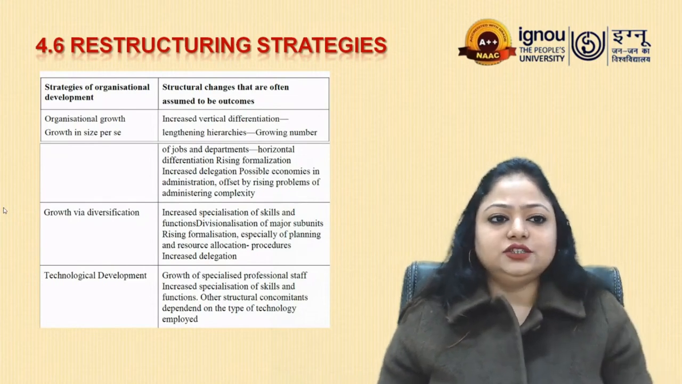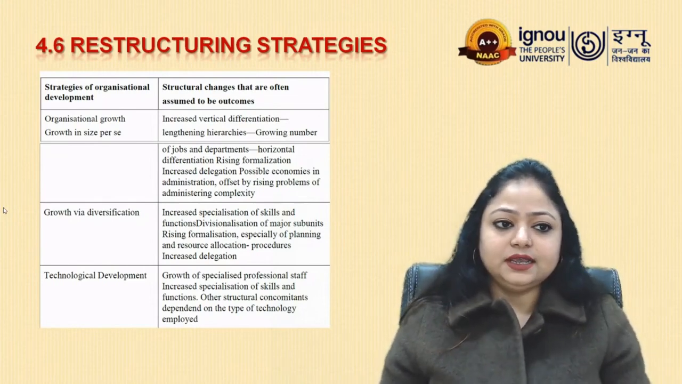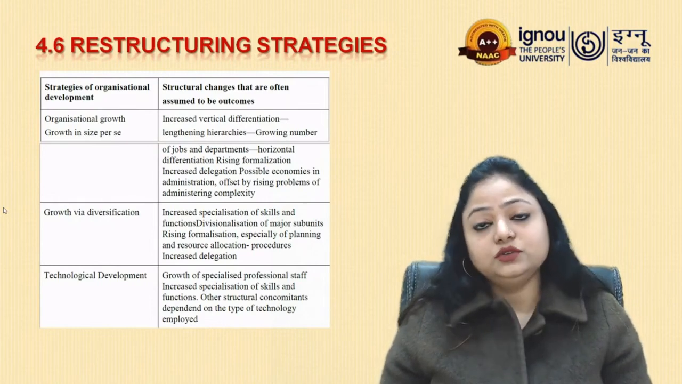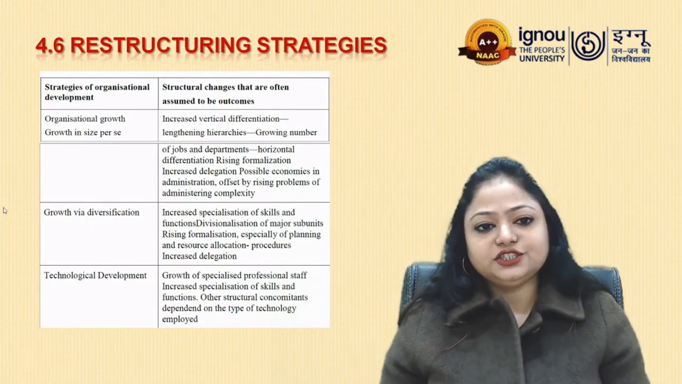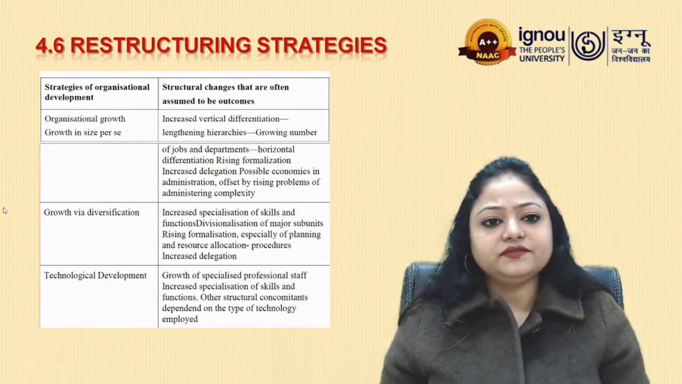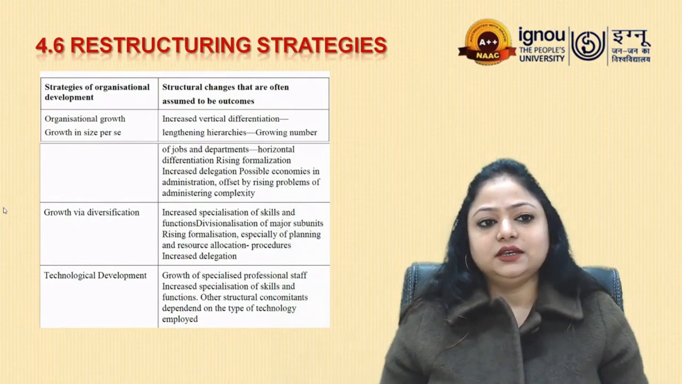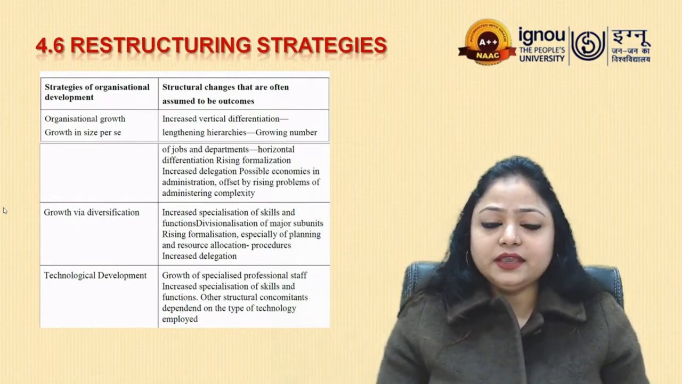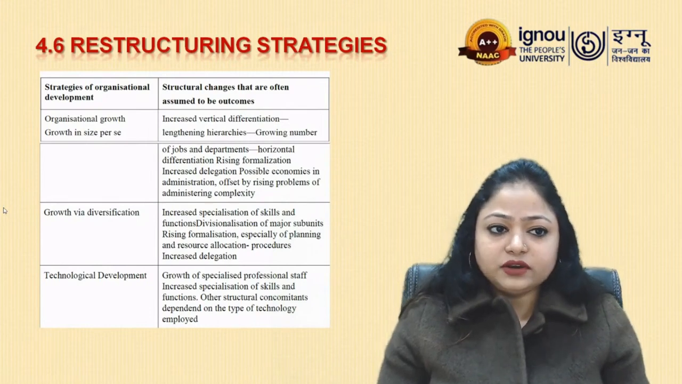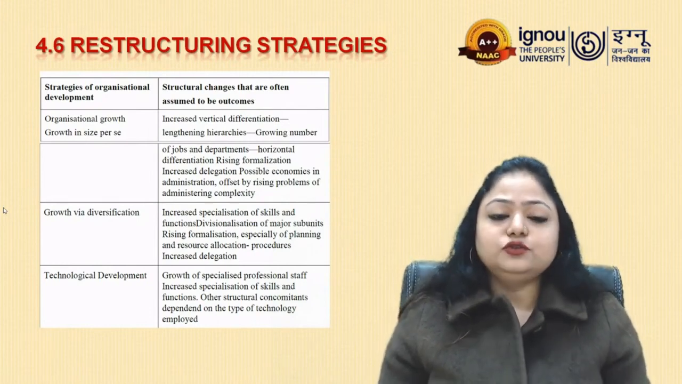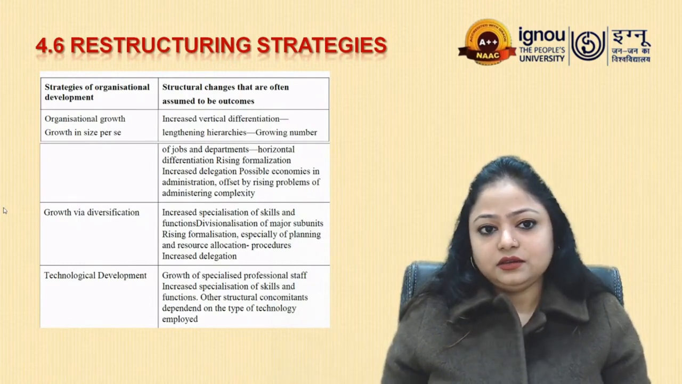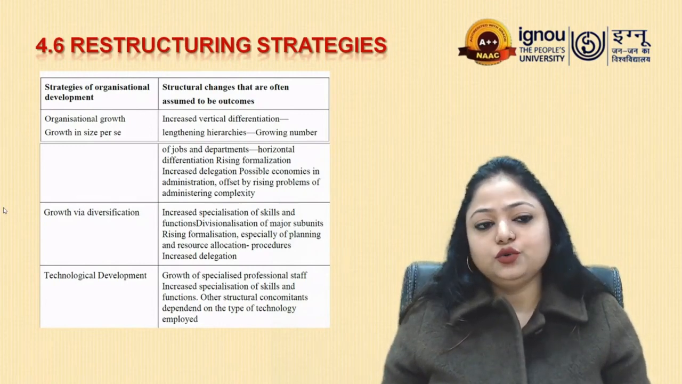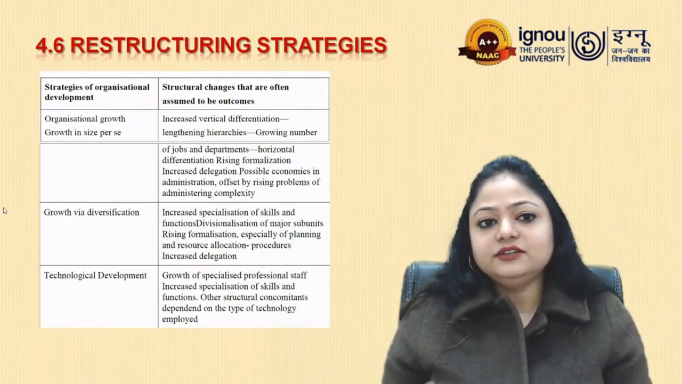So the first strategy of organizational development discussed here is organizational growth. Growth is referred to here as the size of the operation. So increased vertical diversification is the outcome of this strategy. So if the strategy is based upon organizational development, it would lead to a change in the overall organizational design, overall process. So if the organizational strategy here is to have growth, how will it be done?